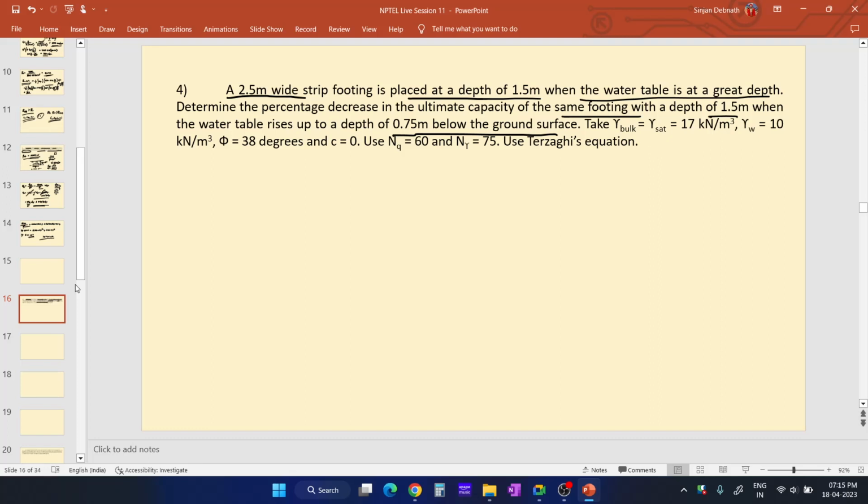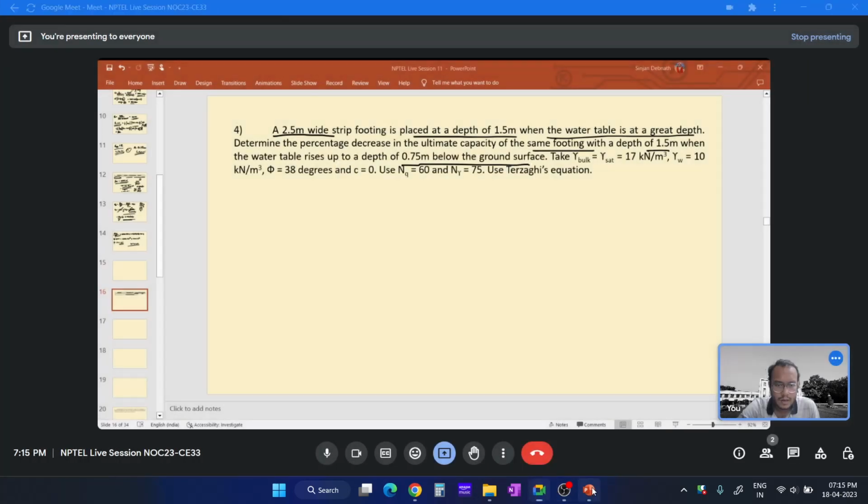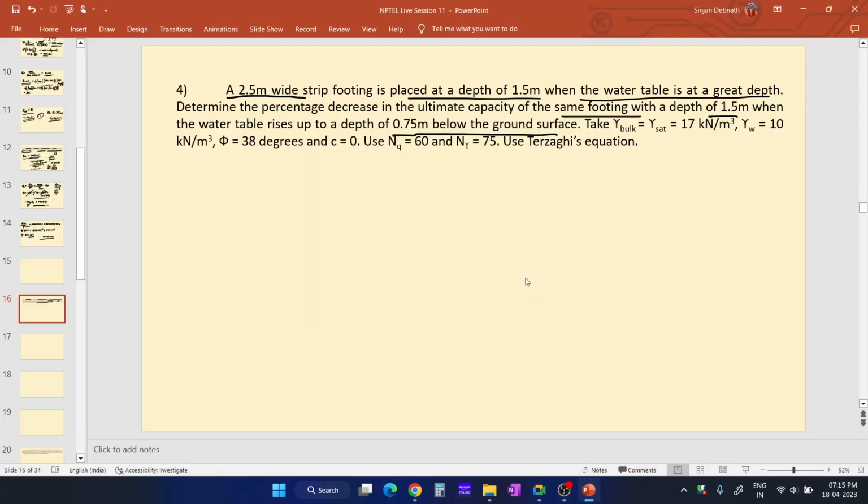Take the bulk and saturated unit weight of soil as 17 kilonewton per meter cube. Unit weight of water is 10 kilonewton per meter cube. Phi is equal to 30 degrees, C is equal to 0, that means it is sand, Nq is 60 and N gamma is 75. We have been asked to use Terzaghi's equation.